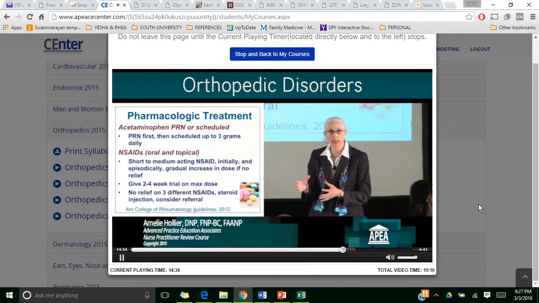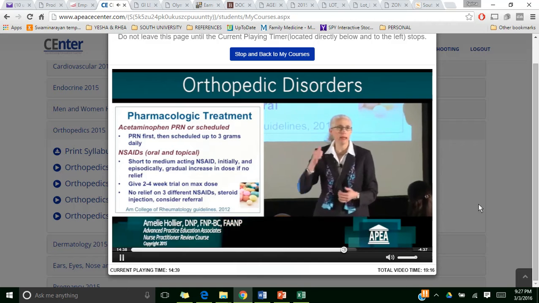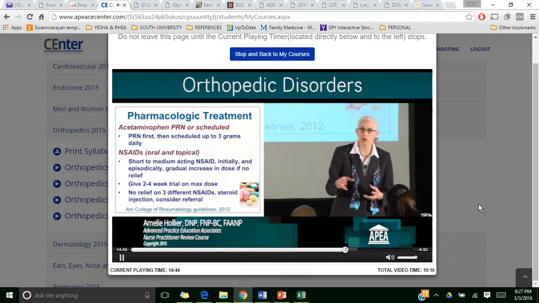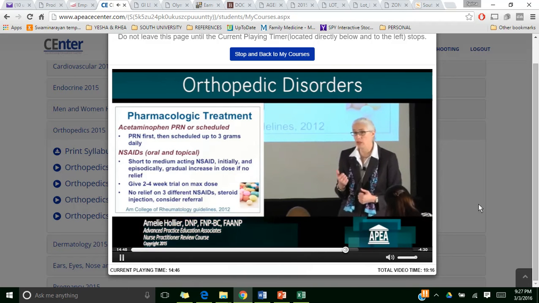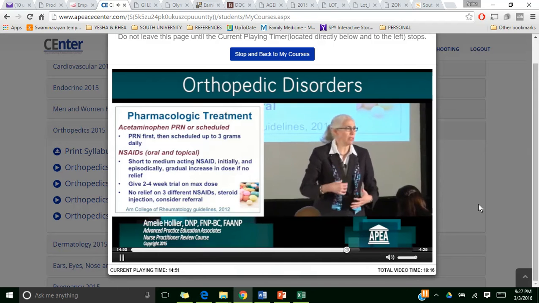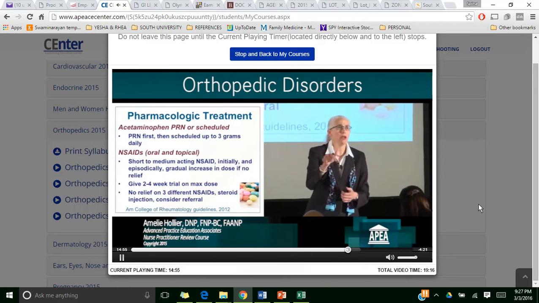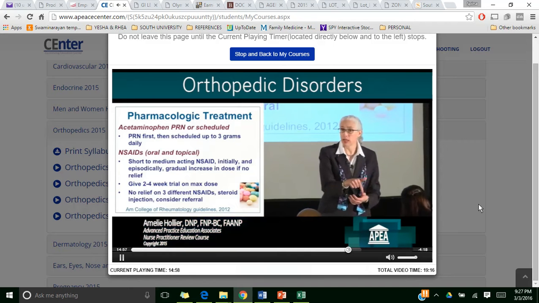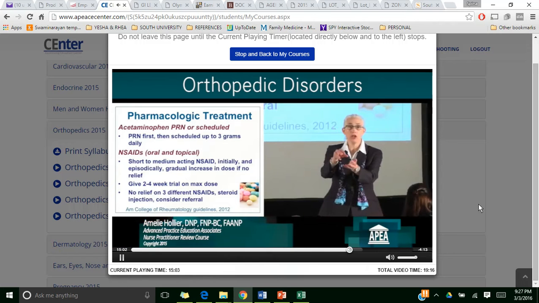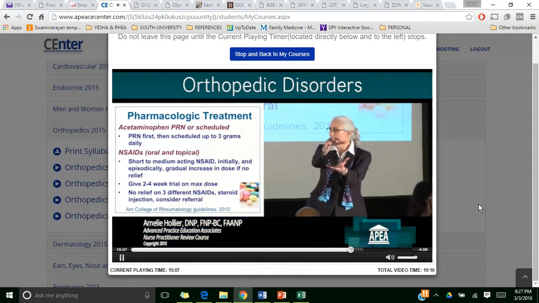NSAIDs not only inhibit GI prostaglandins, but NSAIDs inhibit renal prostaglandins. As long as your kidneys make prostaglandins, you know what happens? You get renal artery dilation. You know what that assures you of? Great blood flow to your kidneys. When you stop making renal prostaglandins, you begin to get renal artery constriction, and what does that do to blood flow to the kidney? It decreases blood flow severely to the kidney.